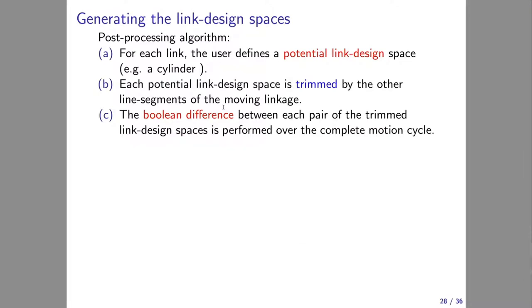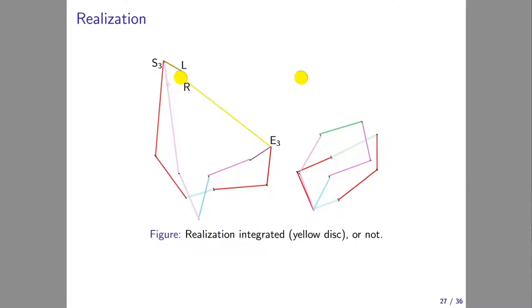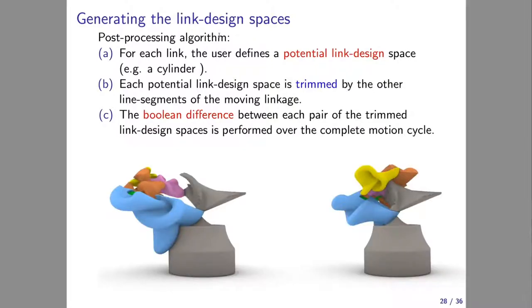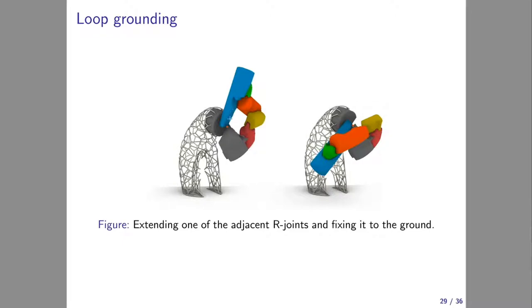After we get this collision-free linkage here, one can see that this is still just line segments or very thin cylinders. So the next step is that we define the complete link design space. Here we start with a post-processing algorithm, namely for each link, the user defines the potential link design space, for instance, a cylinder. Then the potential link design space is trimmed by the other line segments or other shapes, and then the Boolean difference is done by this trim procedure. One illustration looks like this. And another one, for instance, here, the cylinders were cut off.